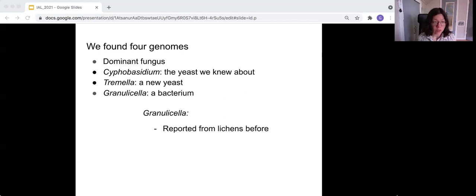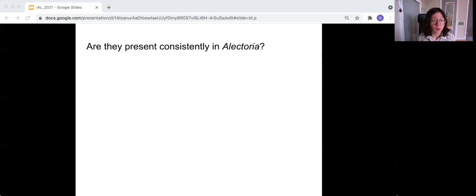The 4th genome belonged to the Granulocellae bacterium, and related bacteria had been reported from lichens before. We wanted to know if the yeast and the bacterium whose genomes we detected are present in Alectoria consistently, or are they just some random contaminants? For that, I had to put my genomic work on hold and get back to the lab. So we designed an experiment to test this.